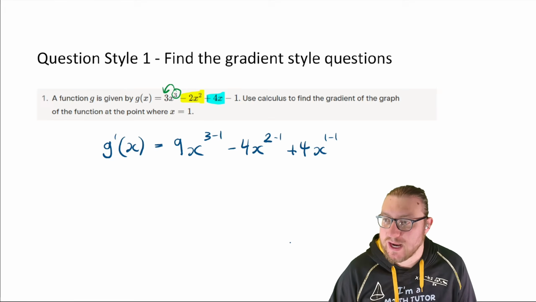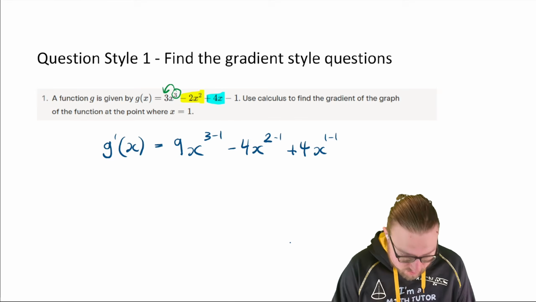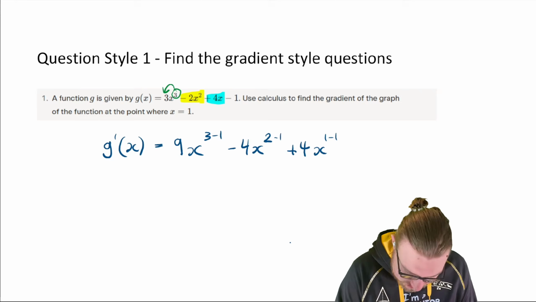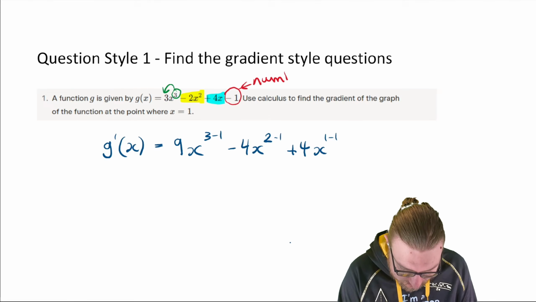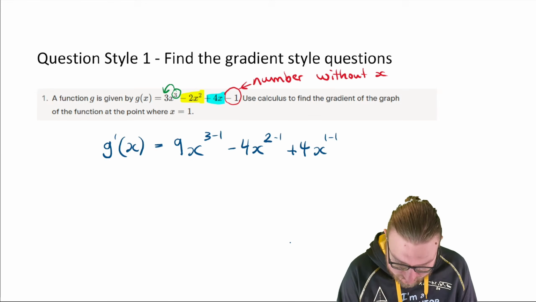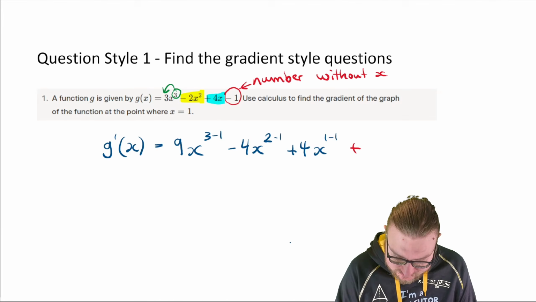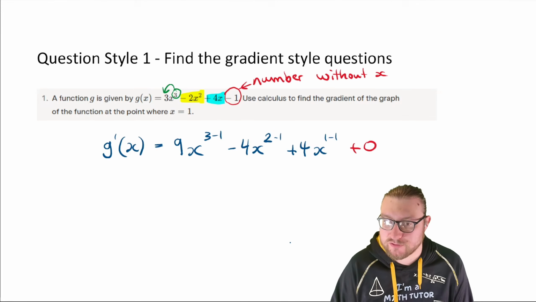And at the end, we have a minus 1. So we have a constant. Just make sure that you guys remember here, if we have a number by itself without x, that means that this is just going to be 0 in the derivative.